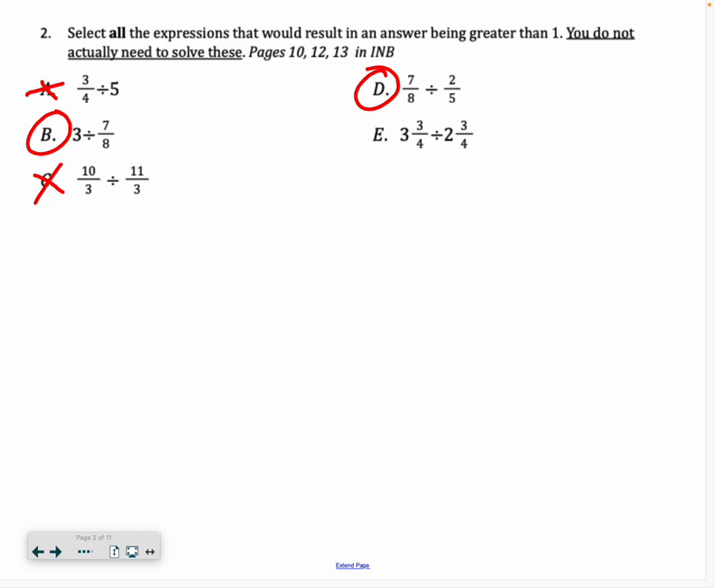E: 3 and 3/4 divided by 2 and 3/4. So their fraction parts are the same. The dividend has a 3, and the divisor has a whole number of a 2. So that one is going to be larger because that whole number 3 is larger than our whole number of 2. So B, D, and E.